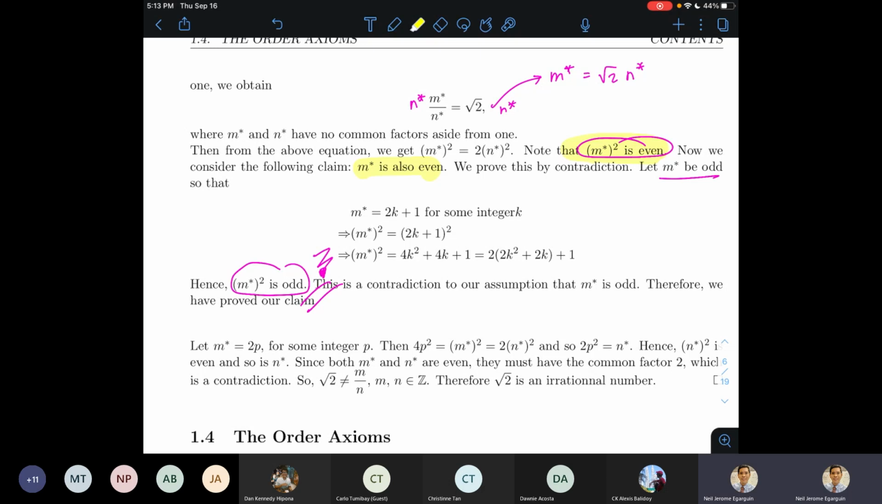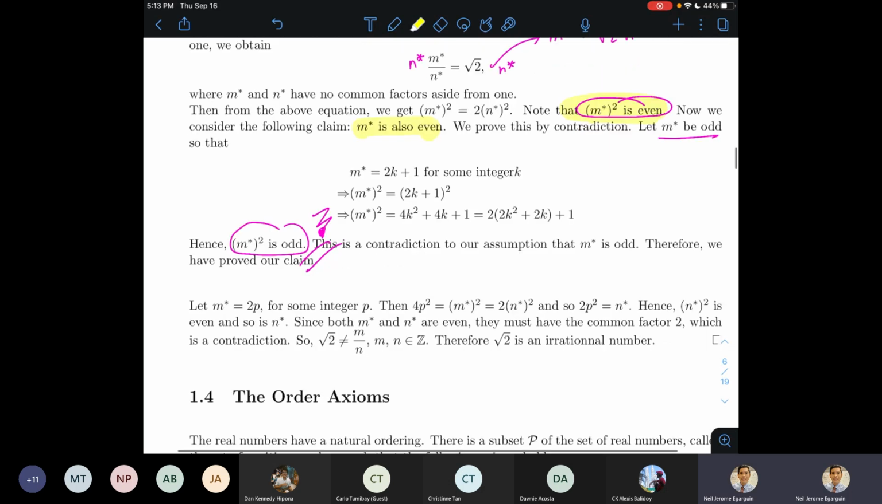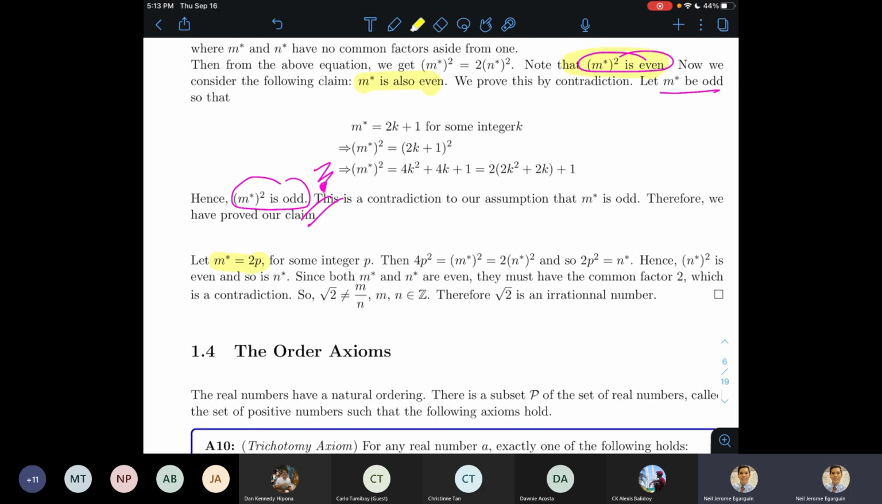Okay. Now we have established that m star is even, so that means m star is equal to 2p, for some integer p. So even siya, so 2 times something siya. Now we can square both sides again, and we get 4p squared equals m star squared. But m star squared, if you remember, is equal to 2n star squared. So ibababa ko lang to, papalitan ko siya doon. So ibig sabihin, si 4p squared ay equal kay 2n star squared. And then I can divide both sides by 2 and arrive at this statement: 2p squared is equal to n star.